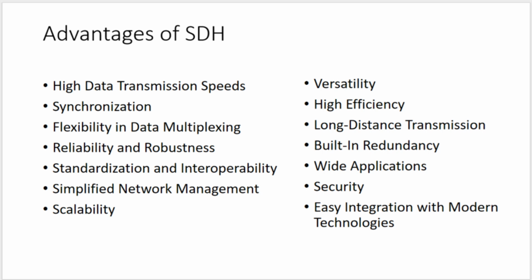And point number 4, reliability and robustness. Automatic protection switching, we call APS. SDH networks have built-in redundancy mechanisms to reroute traffic automatically in case of equipment failure or line interruption. This ensures minimal downtime. Error detection and correction. Advanced error checking methods such as bit interleaving ensure data integrity and enable correction of minor transmission errors.